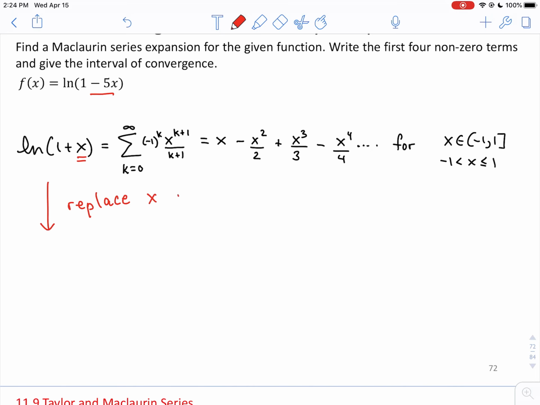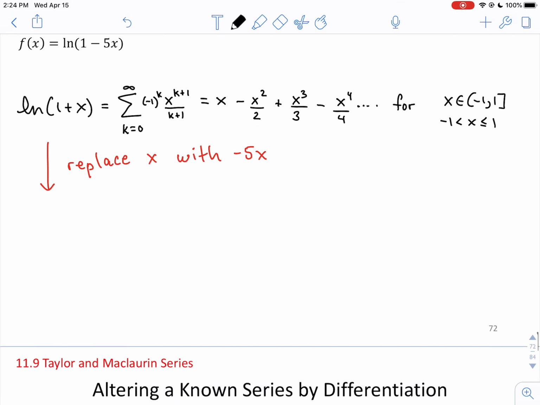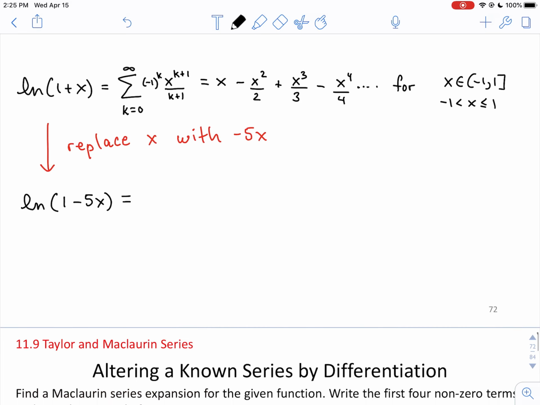So we're going to replace x with negative 5x. This is a composition. So the function will now become natural log of 1 minus 5x. Now I'll change all the x's in this statement to negative 5x in all pieces of it. So we have our series starting at k is equal to 0 and going to infinity. Negative 1 is still being raised to the k, but the x changed to negative 5x. And make sure you use parentheses around that negative 5x. That's being raised to the k plus 1 over k plus 1. And it's really that simple.